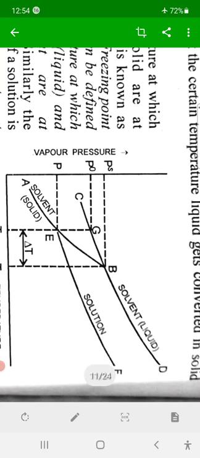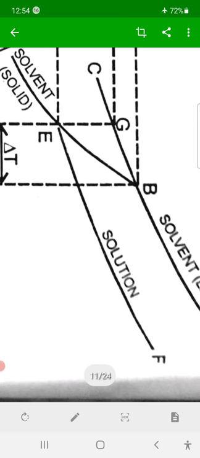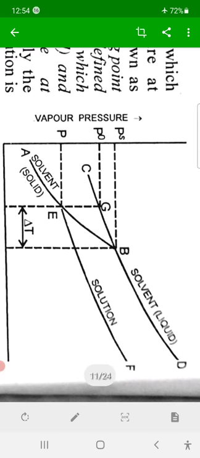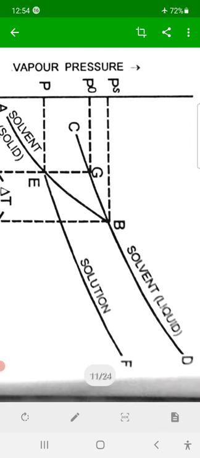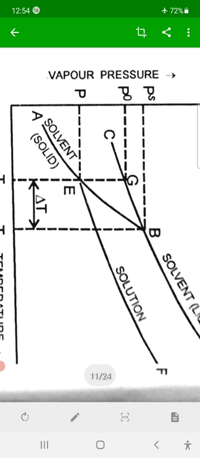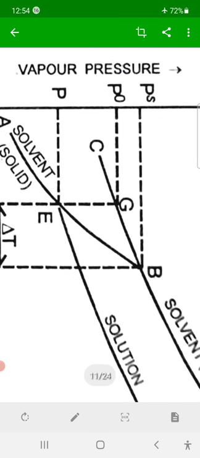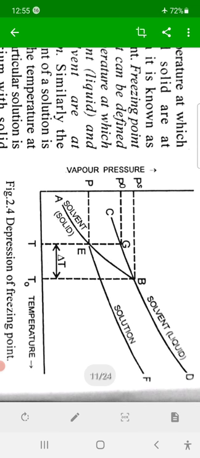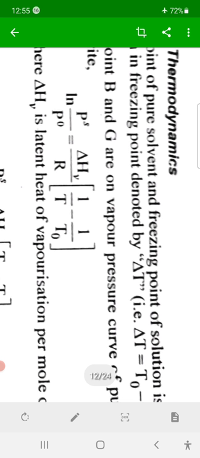BG means, for pure solvent, consider first curve BG, and for solution curve is FE. Therefore, we consider two curves and apply the Clapeyron-Clausius equation on these two curves, first on BG and next on FE. For BG, T1 is nothing but T, and T2 is nothing but T0, and P1 is P0, and P2 is PS.